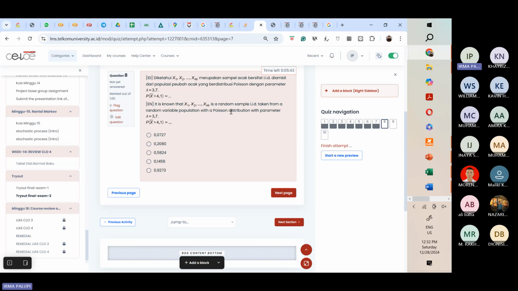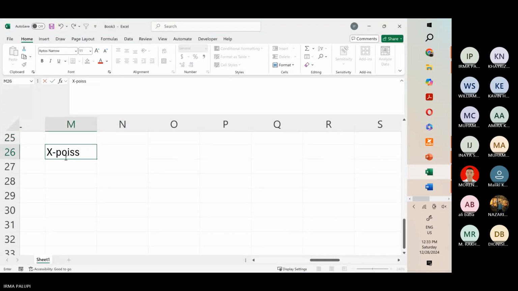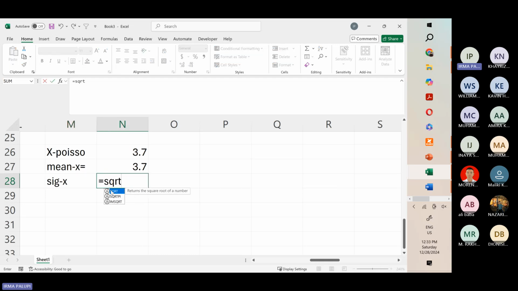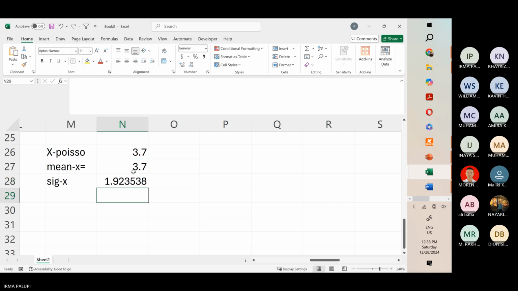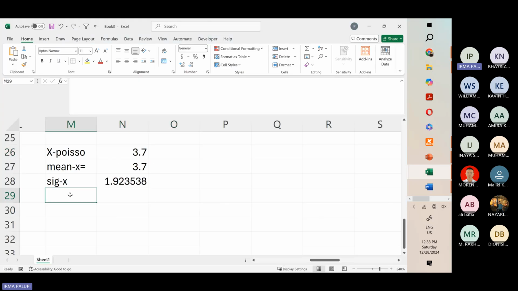Oke, X bar. Ya, kosong 3,7. So, X is kosong distribution. Lambda-nya 3,7. So, of X is the same, right? As lambda and so forth. X or sigma X. The variant of X is equals to lambda, so sigma is square root of 1. And number of sample we have n equal to 4.